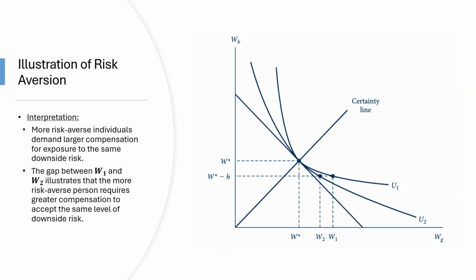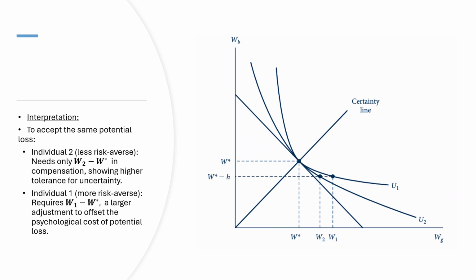Graphically, this is represented by their indifference curves. The more risk-averse person has a steeper curve, showing a stronger dislike for uncertainty. The less risk-averse person has a flatter curve, showing higher tolerance for uncertainty. The difference in the required wealth adjustment shows how risk aversion affects decision making. More risk-averse individuals demand greater compensation for the same level of downside risk.